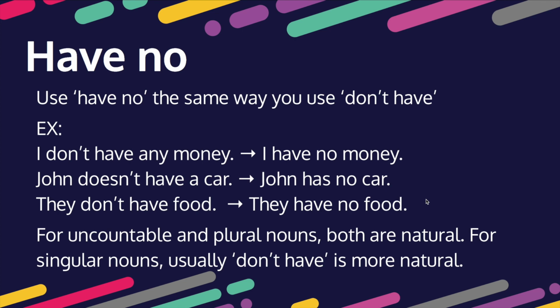So, as you can see, have no will also be connected with a noun, not a verb. For uncountable and plural nouns, both of these are natural. Don't have and have no. However, for singular nouns, usually don't have is a little bit more natural. So for this example, John doesn't have a car is a little bit more natural than John has no car.